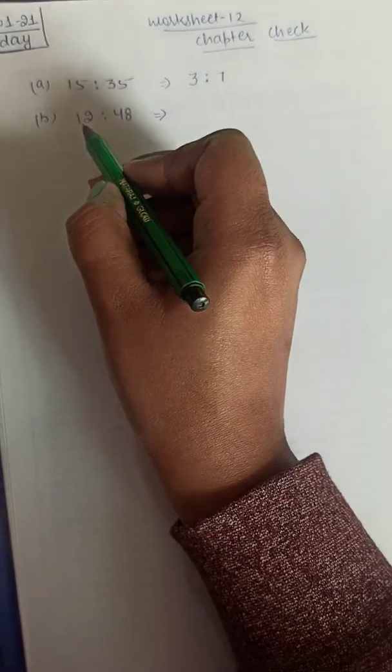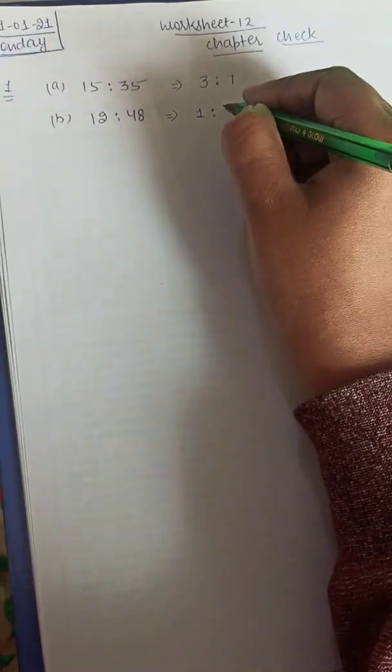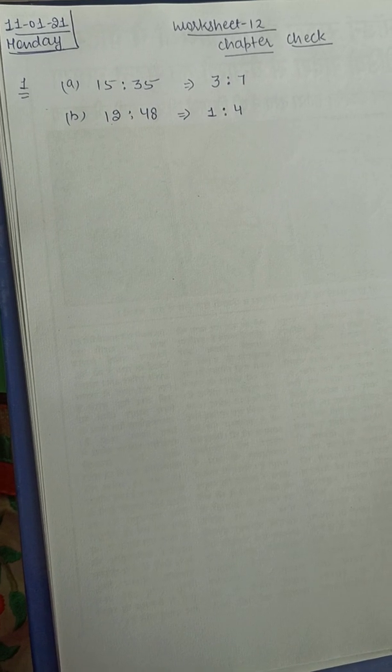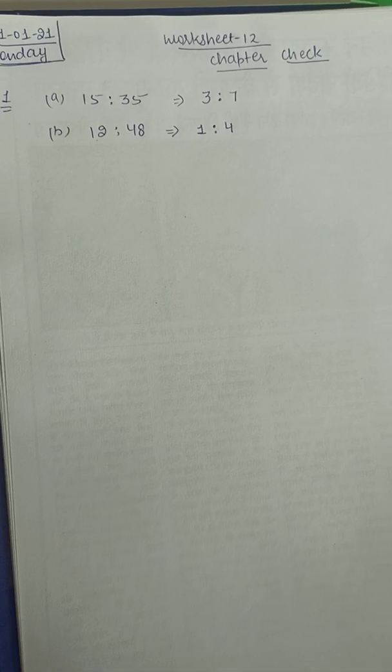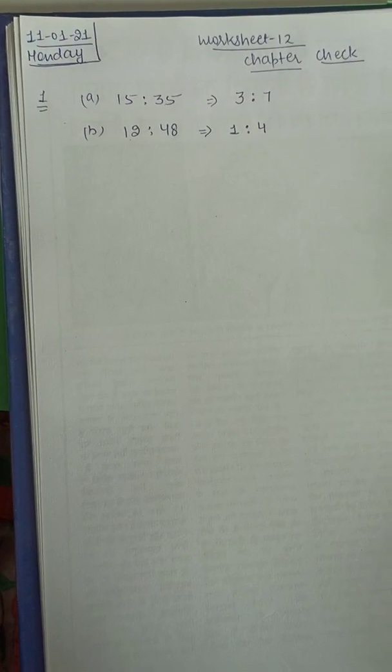Next, the simplest form of 12:48: 12 ones are 12, 12 fours are 48. So that is 1:4, right? When you write down the simplest form, you have to be careful. You have to cut the same numbers with the same table. Okay, so be careful with that. Convert into the same table and cut it.